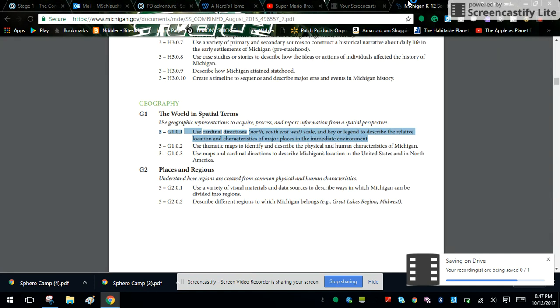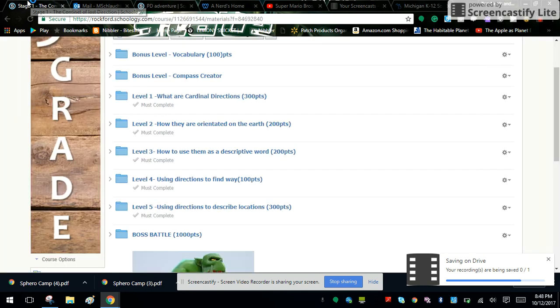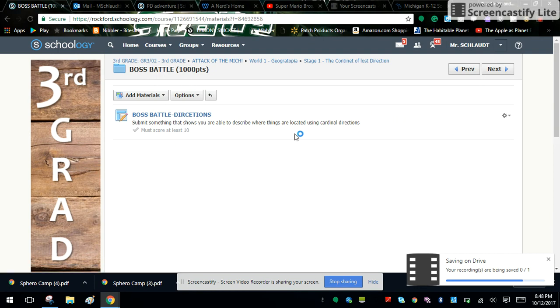And if we go back to what the standard was, that's what they're asking us to do. They want us to use a cardinal direction to describe the relative location and characteristics of major places. They want us to describe where you're going and what you're doing with these cardinal directions. And you can see that the directions for the boss battle are almost exactly what it says there. It's a little bit more student friendly, but it says submit something that shows you are able to describe where things are located using cardinal directions.